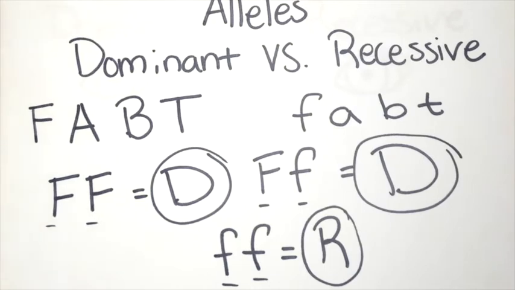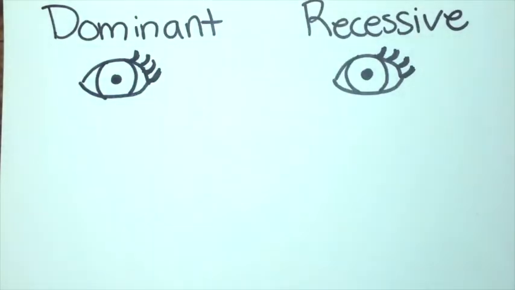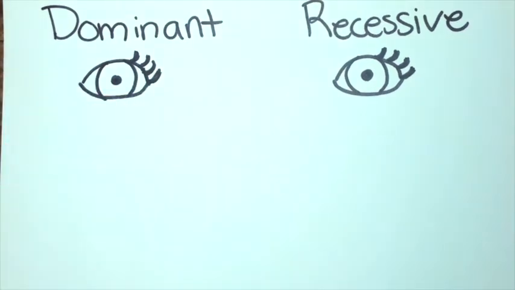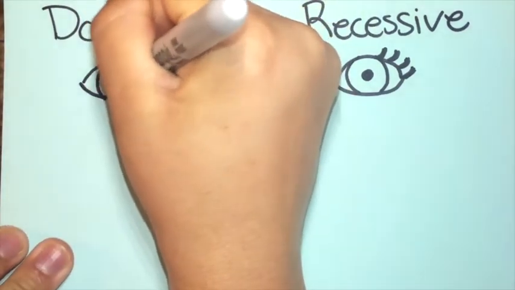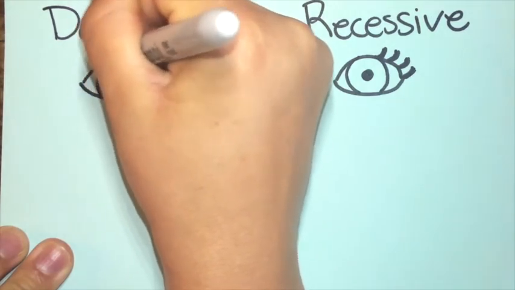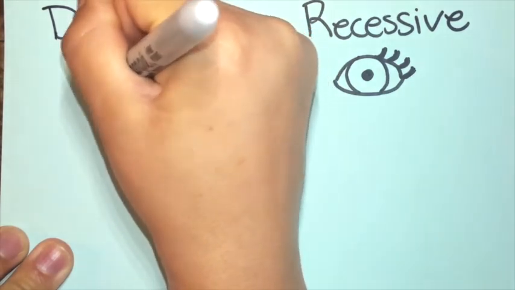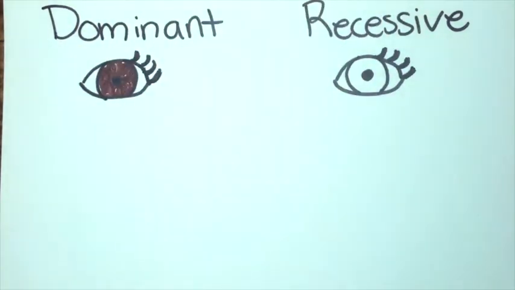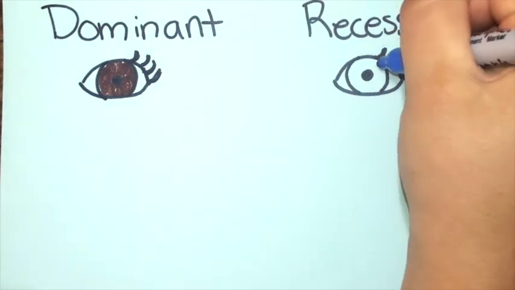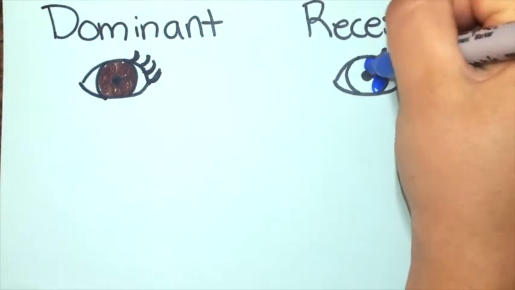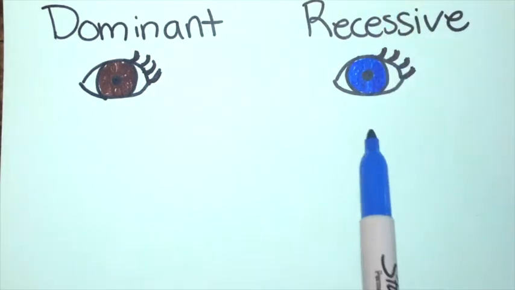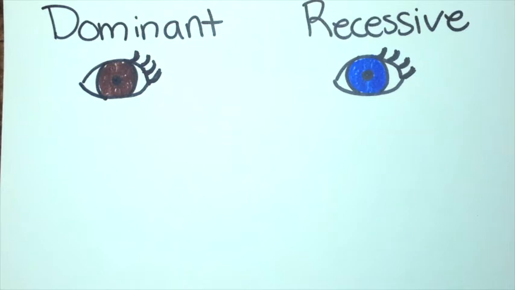Now, moving on, let's see this in action. Let's do an example. We have a dominant trait for brown eyes. Say both parents have the dominant allele for brown eyes, but they also hold the recessive trait for blue eyes. So it is possible to have a blue-eyed child, much more rare though, but most likely they will have brown eyes.